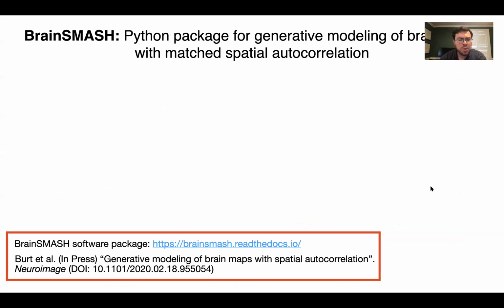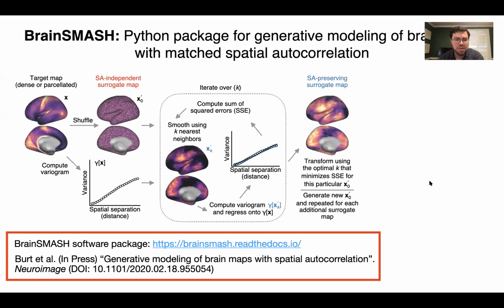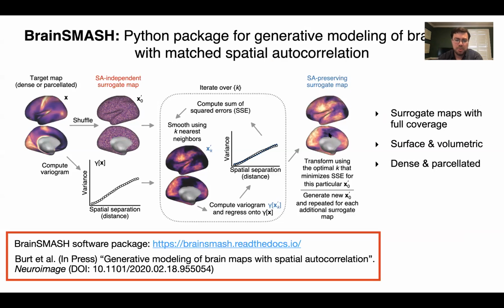analyses. So I don't have time to go into the algorithm of how we generate these spatial autocorrelation preserving surrogate maps, but you can read about it in the paper that's in press. And we've released a software package called BrainSmash for generating these maps, which uses basically a target map's values and a distance matrix between all the elements. And so this framework is very flexible. It can give you maps with full coverage and can be applied to both surface and volumetric neuroimaging data, dense as well as parcellated, and cortical as well as subcortical. And so we think that this may be a valuable tool for the community.